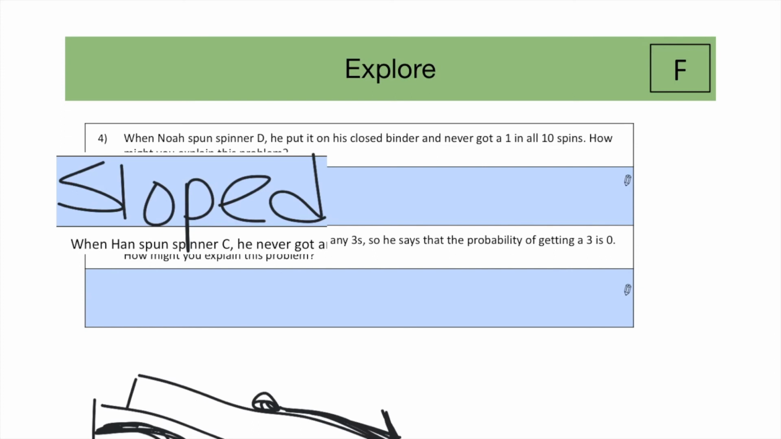And for question 5, when Han spun spinner C, he never got any 3s. So he says that the probability of getting a 3 is 0. How might you explain this problem? So Han might have been holding the spinner at an angle like Noah in the previous problem, or maybe he just did not spin enough times. Since it is possible to spin a 3, the probability should not be a 0.